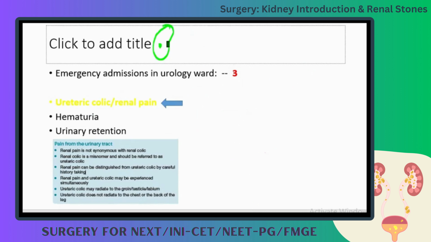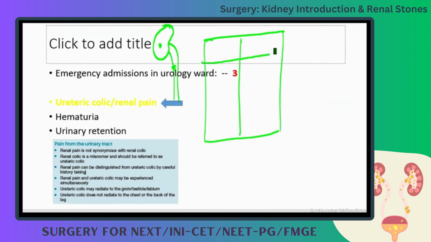There is a stone in the kidney, there is a stone in the ureter. How to differentiate? Differences: kidney stone, ureteric stone. One difference I already told you. What is the first difference? The type of pain. Kidney stone causes a dull aching type of pain. Ureteric stone causes a colicky type of pain. That is the first difference.